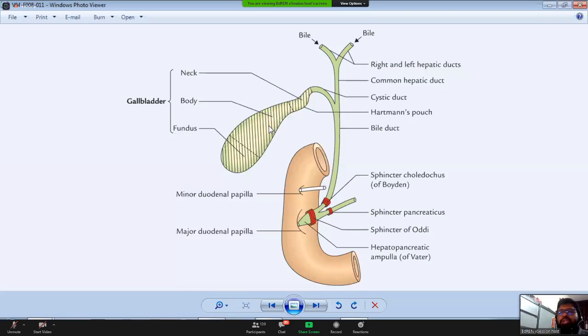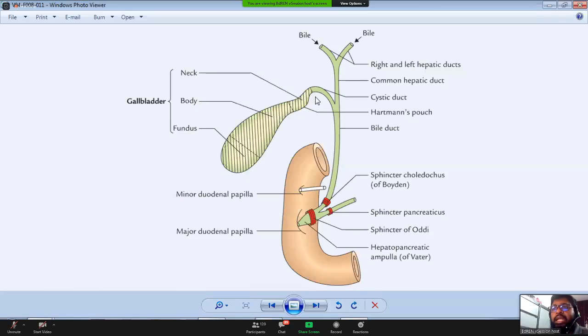What happens when there is food in the duodenum? The duodenal cells release a hormone, cholecystokinin, which goes to the gallbladder and stimulates it, and the gallbladder contracts. At the same time you can see some sphincters. Can you see some sphincters here? Yes, some sphincters are there.